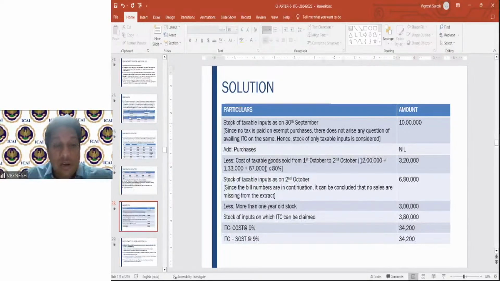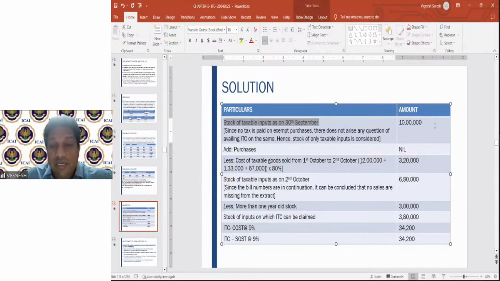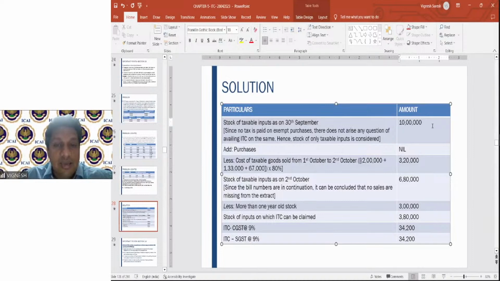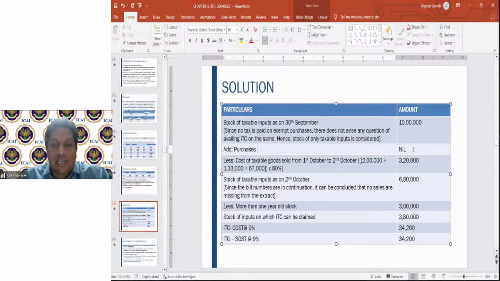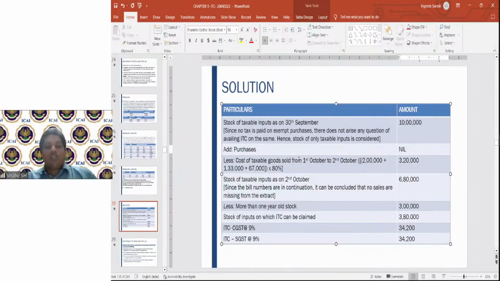First, take the stock of taxable inputs on 30th September, that is 10 lakhs. In this, exempt purchases, there is no question of claiming; only taxable inputs are to be taken. As we already discussed, purchases cannot be there; he has clearly mentioned no purchases. Then the cost of taxable goods which are sold between 1st to 2nd October, that also you have to take, because that stock is no longer there. He has sold it. That is nothing but 4 lakhs into 80%, 3,20,000.